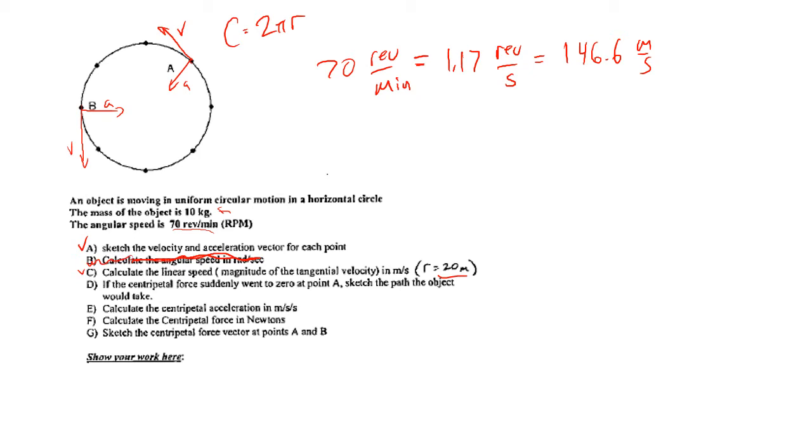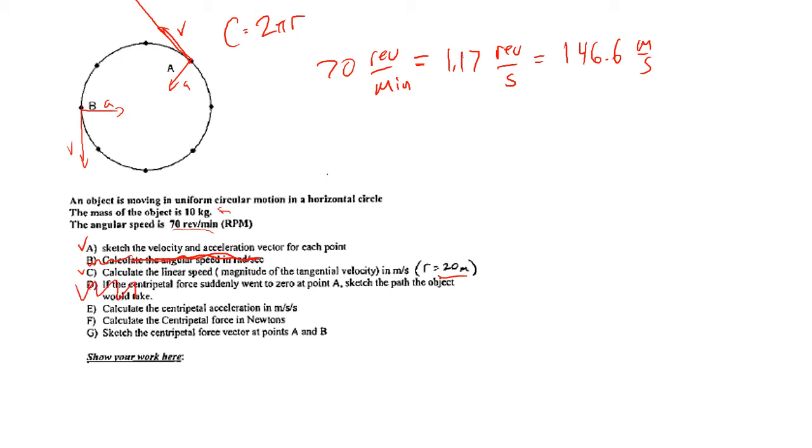If the centripetal force suddenly went to 0 at point A, sketch the path the object would take. Well, it would just keep going in a straight line. Just be going like that. Ta-da! Next one. Check.